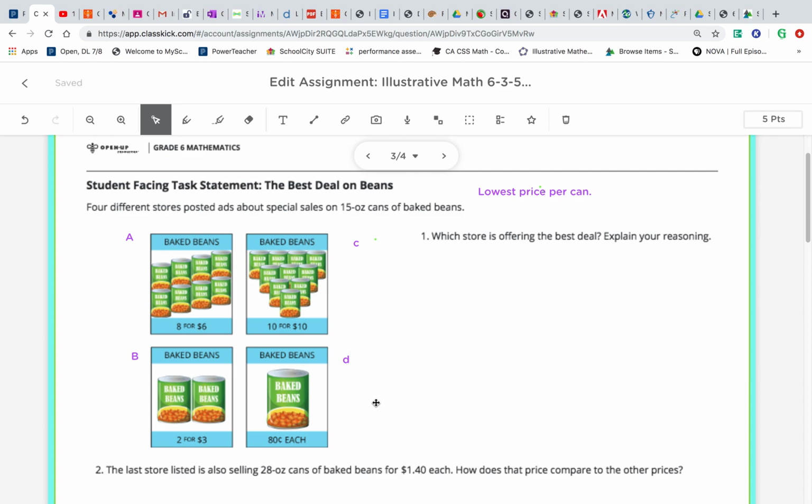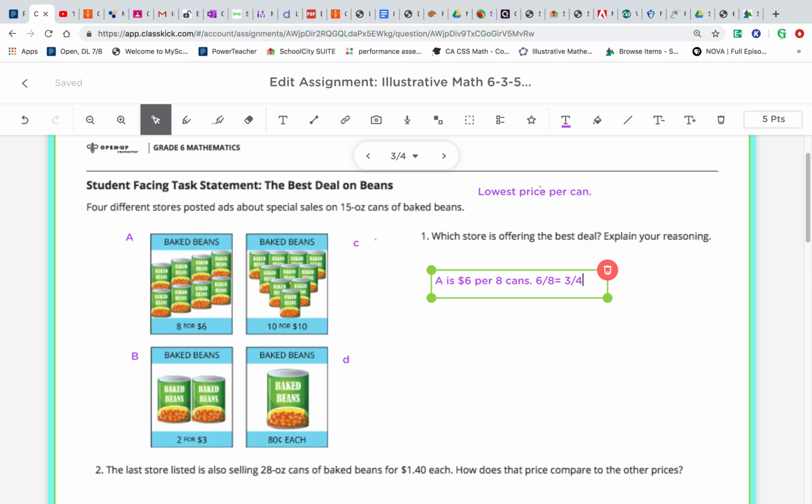For offer A, price per can is what we're looking for. The price for A is $6, and you get 8. So $6 per 8 cans. That means we're going to take 6 and divide it by 8, because we want to figure out what 1 can costs. There's 8 cans in this deal, so we have to go from 8 to 1 by dividing by 8. So 6 divided by 8, that's actually 3/4.